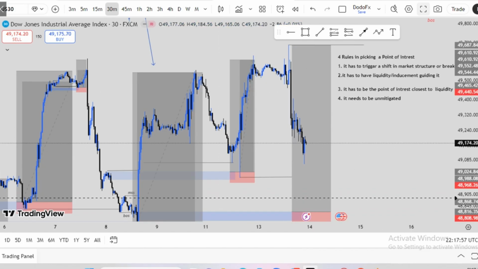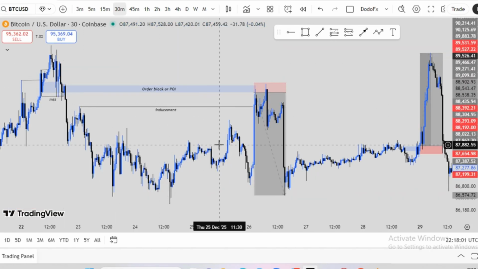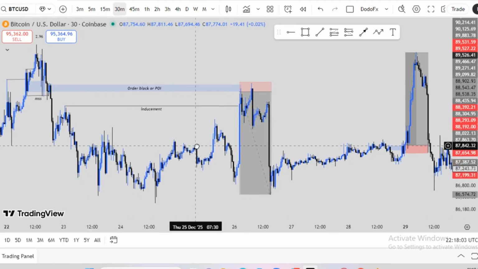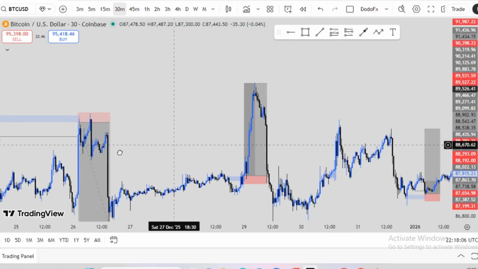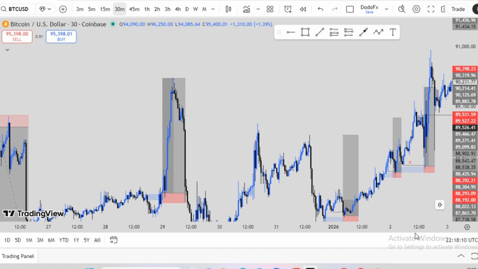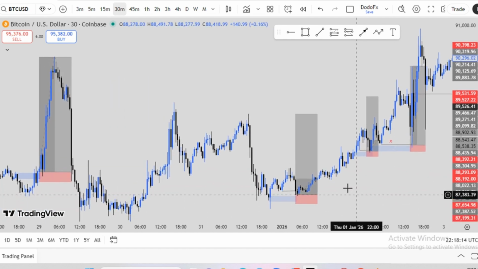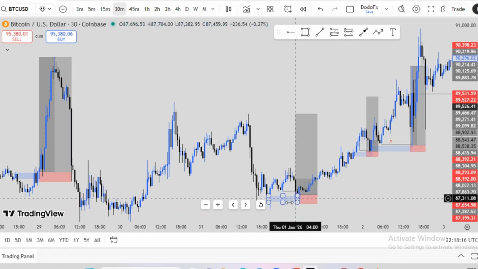Let me check my other trade. I think so. Expected it. Same thing happens here. All my trades, it's just these 4 simple rules I followed, and I'm good to go.